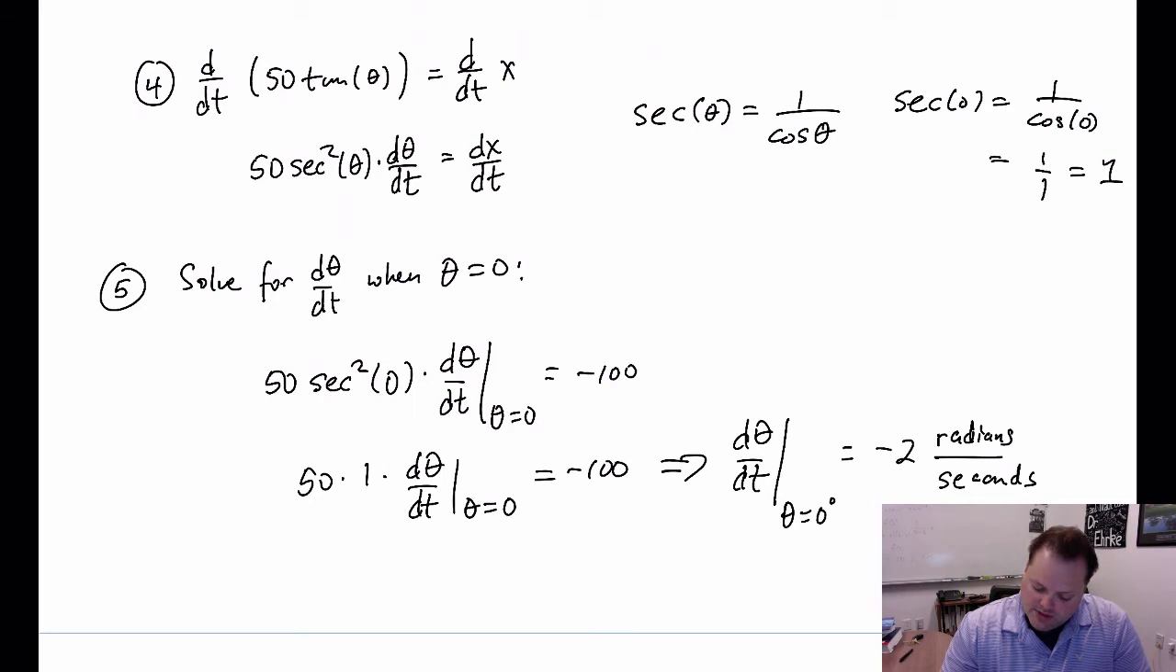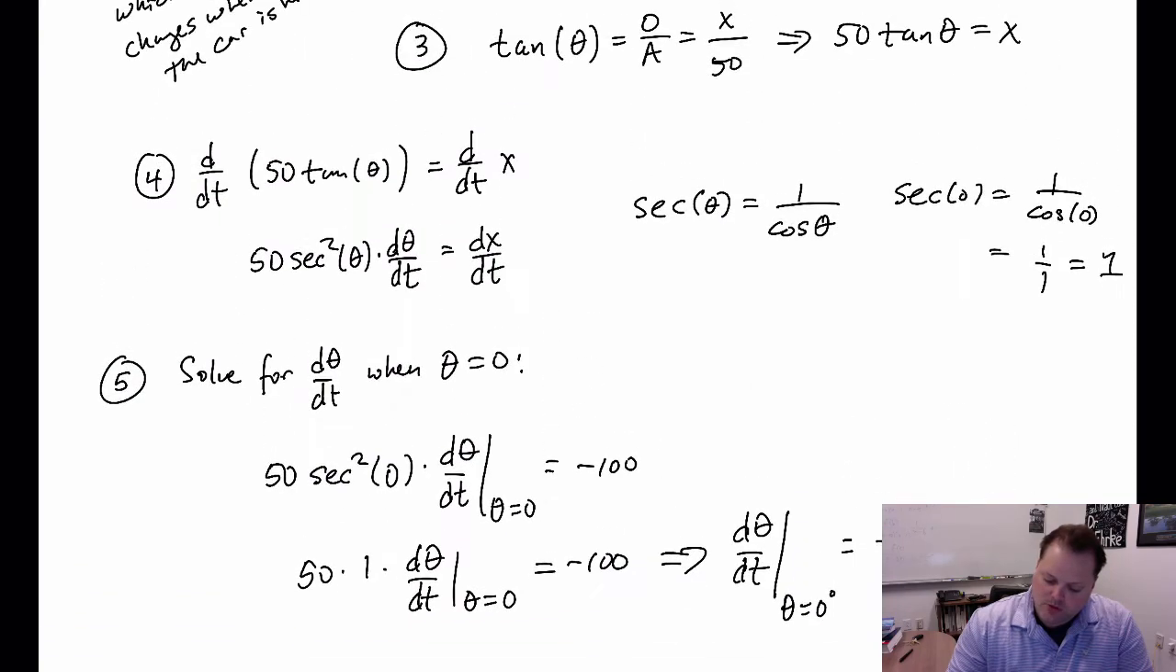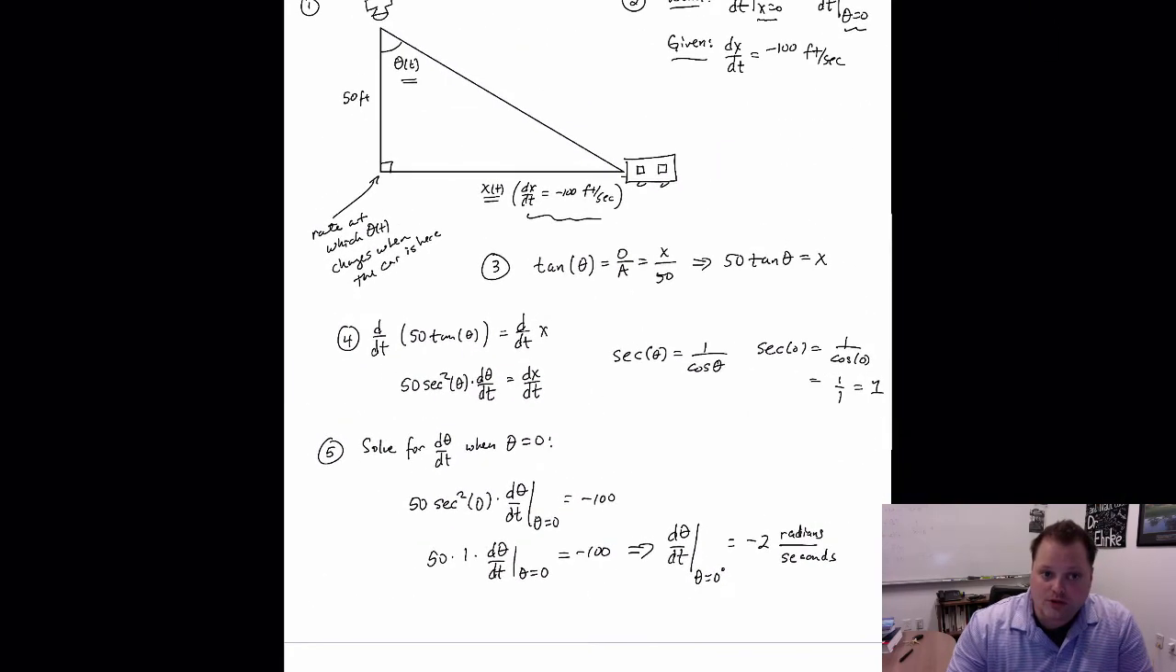I think that's all we need to say about that. So we know that in order to keep the camera in frame, as the car passes this point, the camera will be rotating at a rate of negative 2 radians per second. Once again, the negative makes sense here because the angle is getting smaller. As the car passes in front of the camera, the angle closes down, so the angle theta is getting smaller.